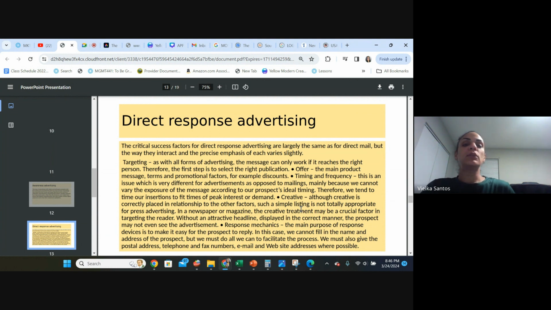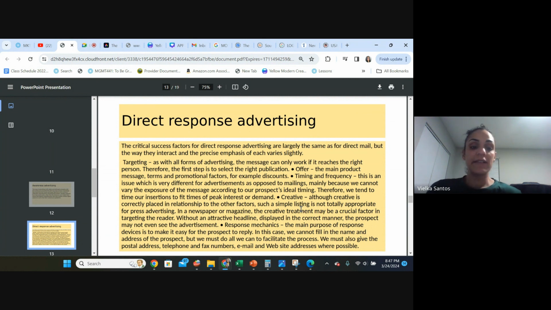Offer: the main product message, terms and promotional factors, for example, discounts. Timing and frequency. This is an issue that is very different for advertisement as opposed to mailing, mainly because we cannot vary the exposure of the message according to our prospects' ideal timing. Therefore, we tend to time our insertions for times of peak interest or demand.